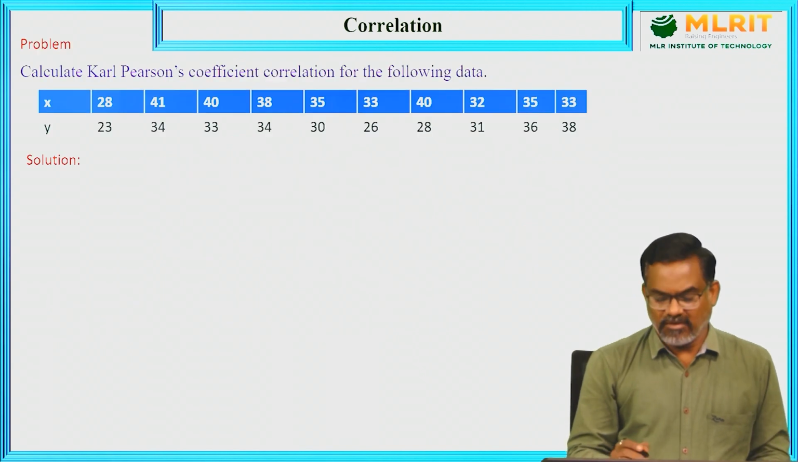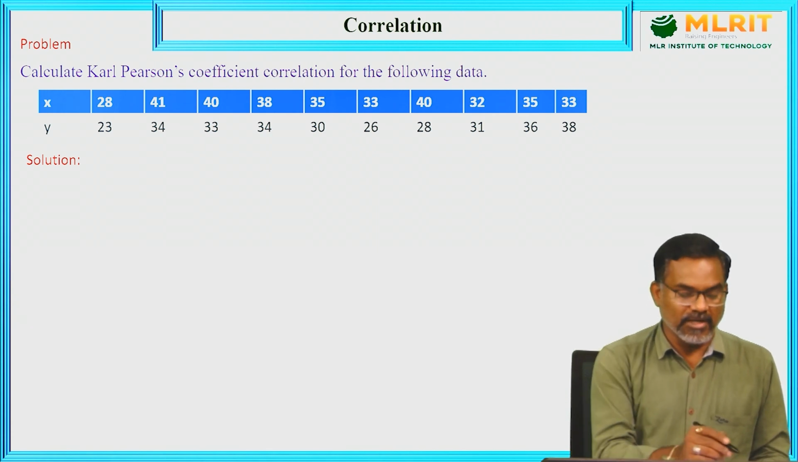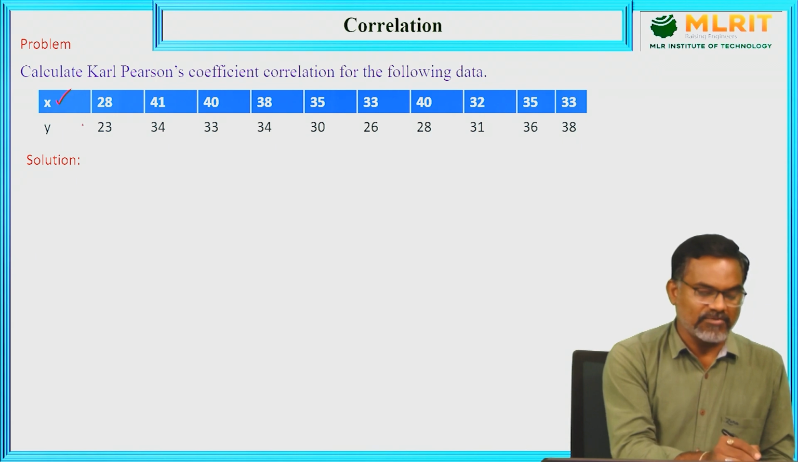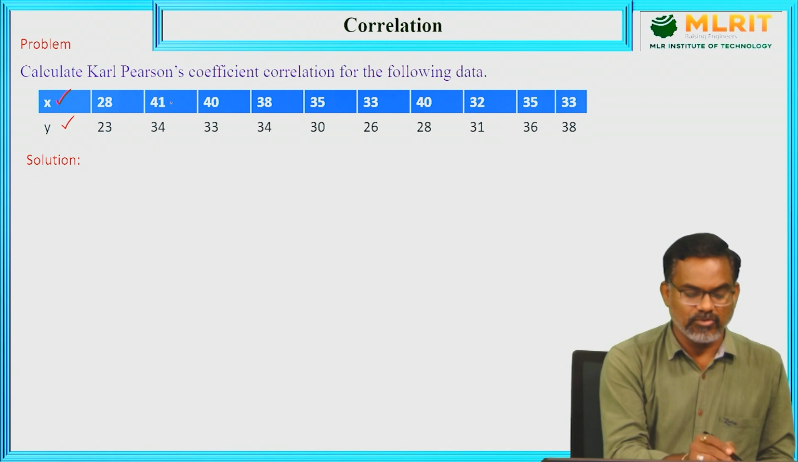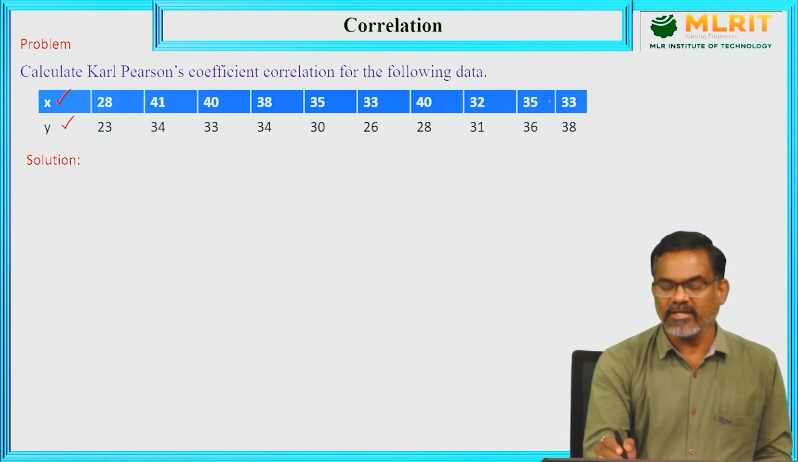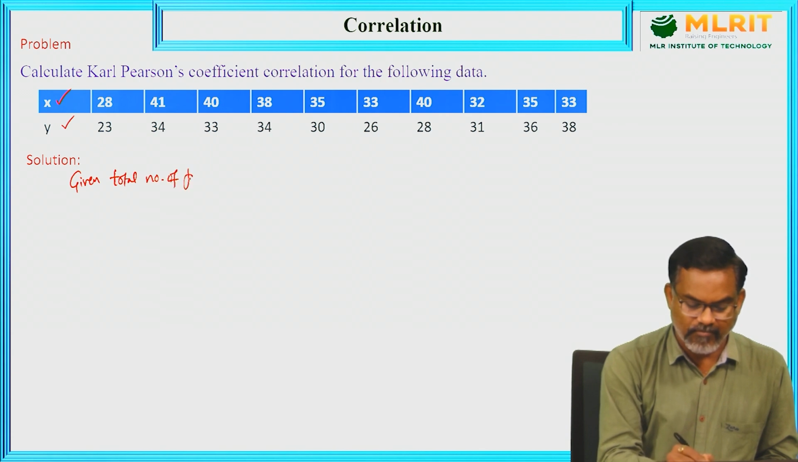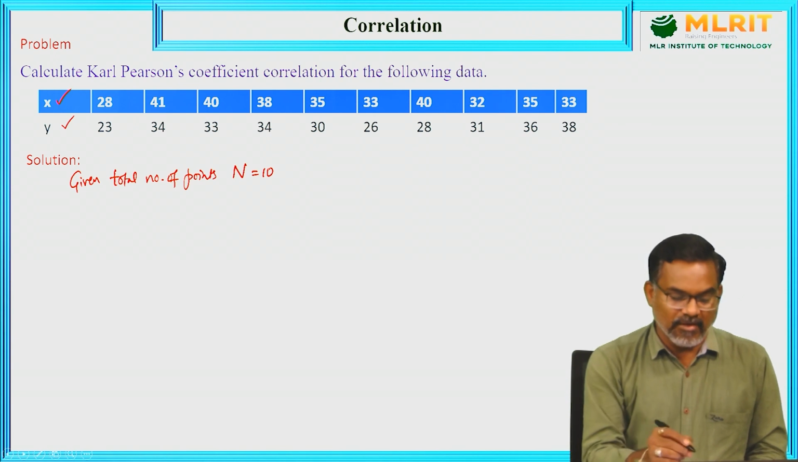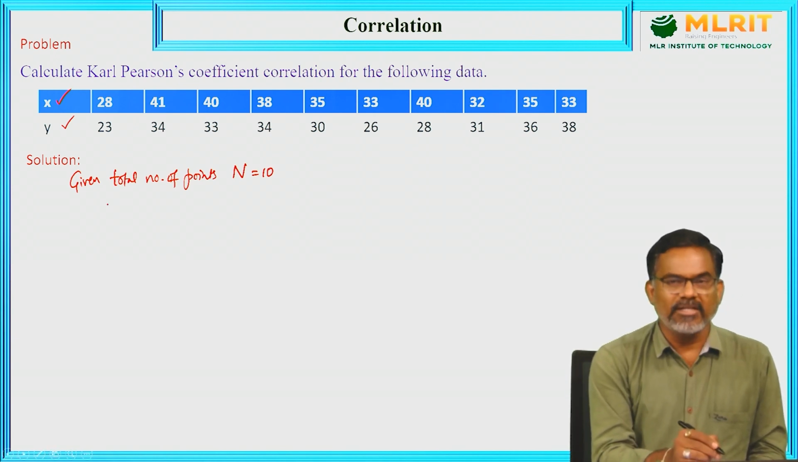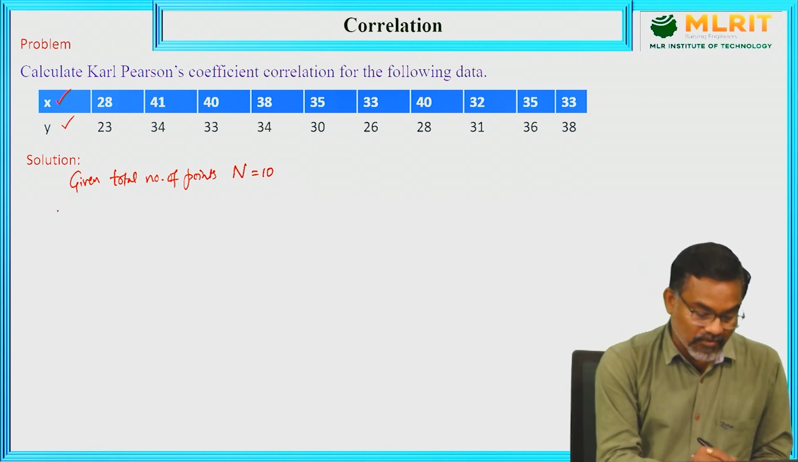Let us solve one problem on assumed means. Calculate Karl Pearson's coefficient of correlation for the following data. Here the first row denotes x values and the second row denotes y values. The total number of values given is 1, 2, 3, 4, 5, 6, 7, 8, 9, 10, so the total number of points, capital N, is 10. First we need to check whether the means of the x and y values are whole numbers or not.